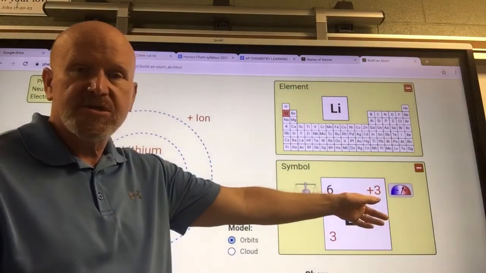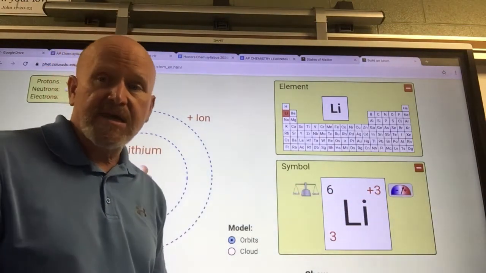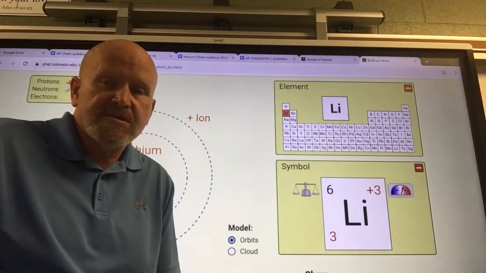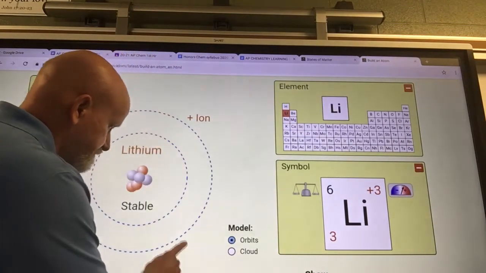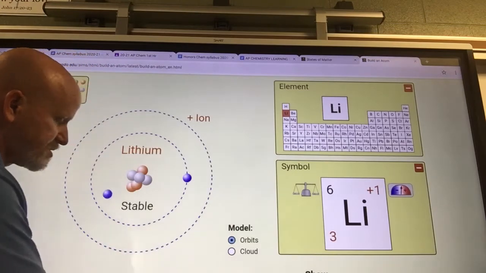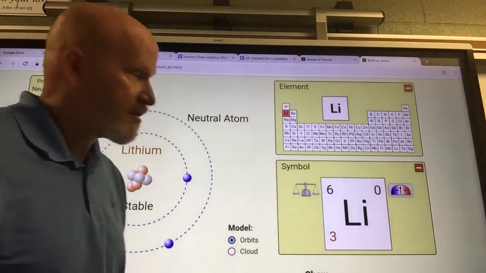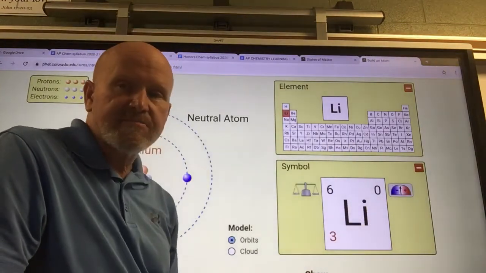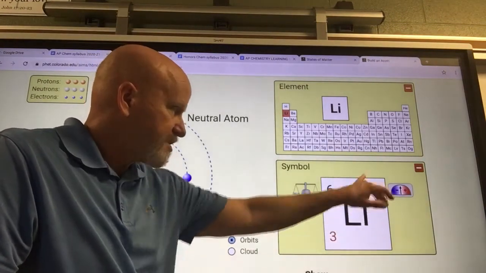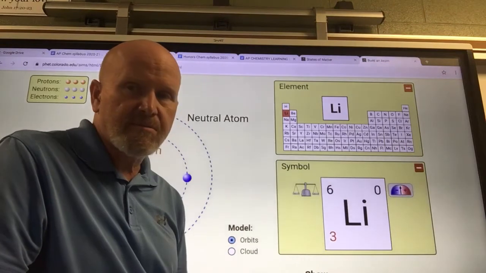Over here, we put the charge. Right now, it's got a +3 charge because all I've got is protons. So let's go back and change this. 1, 2, 3 electrons. Now we've got our thing right here. Then we've got 0 as our actual charge on this. So we've got the neutral lithium atom.